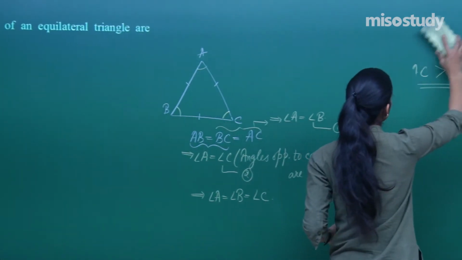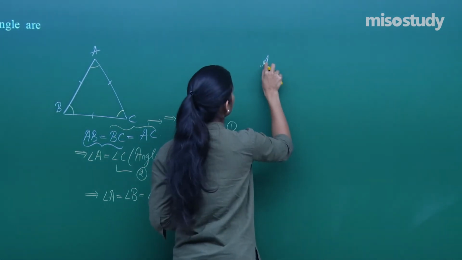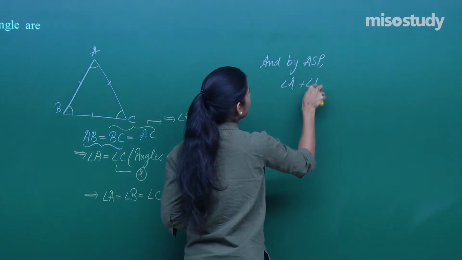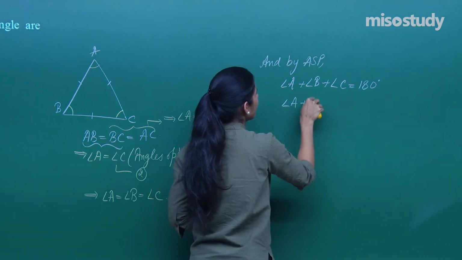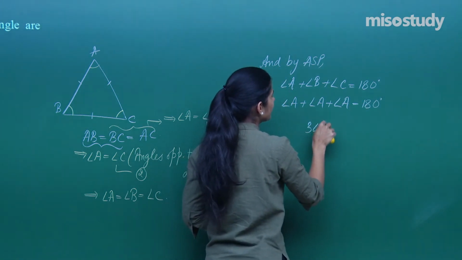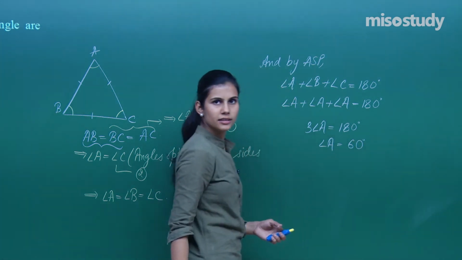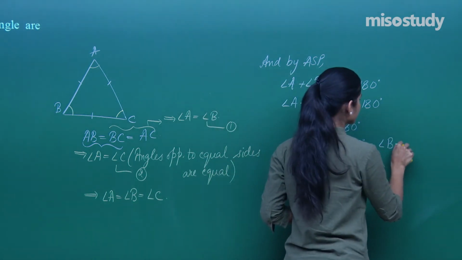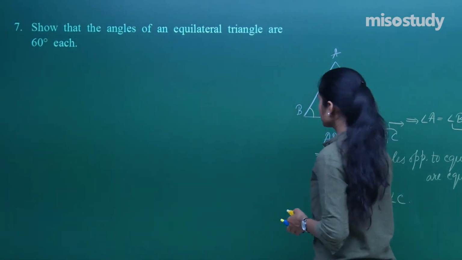Now in any triangle, the sum of the three angles of the triangle is 180. So in this triangle as well, angle A plus angle B plus angle C is 180. But angle B is the same as angle A, angle C is the same as angle A. So you get 3 times angle A is 180. That is, angle A is 60. So angle A's measure is 60, angle B's measure is 60, angle C's measure is 60. If the given triangle is an equilateral triangle, each angle is 60 degrees.